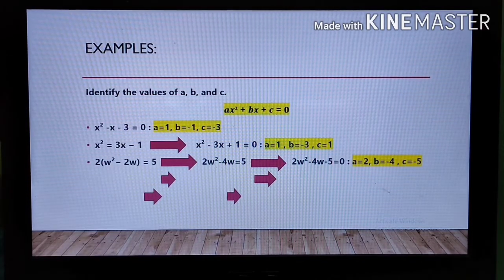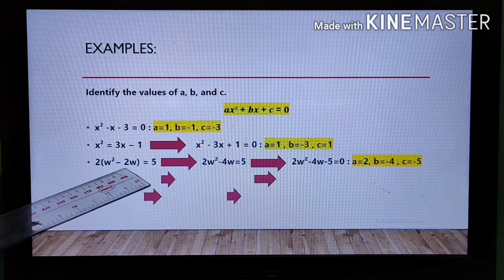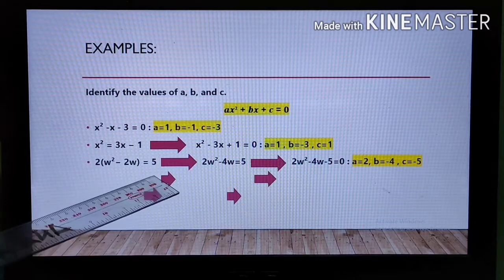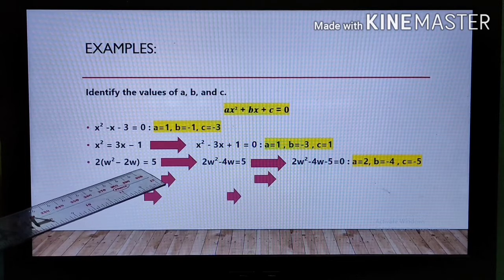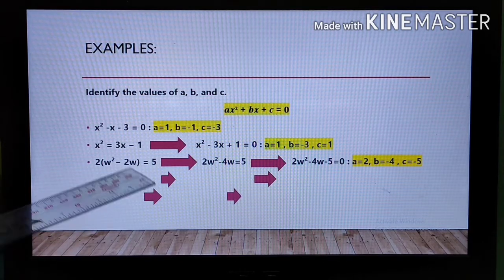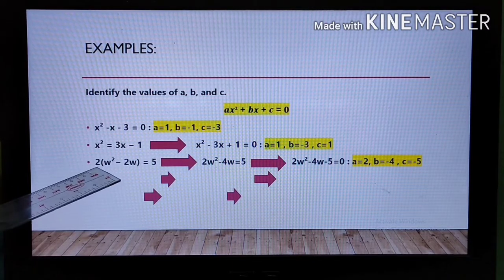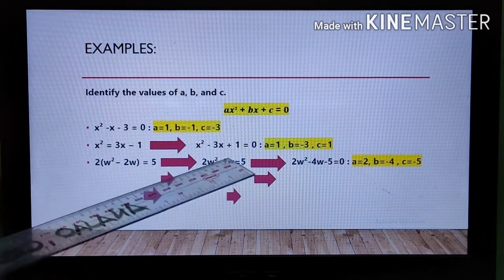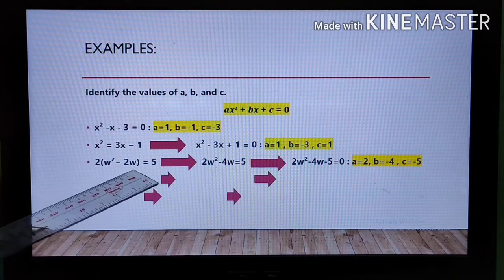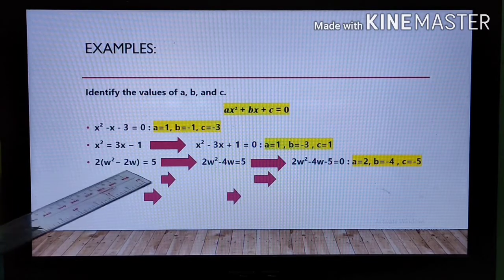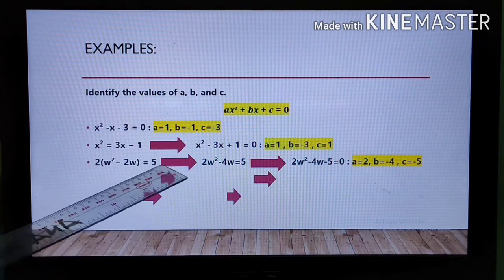Okay, third example, 2 times the quantity of w squared minus 2w is equal to 5. So, hindi pa siya naka-standard form. So, ang gagawin nyo, solve first the equation. So, ito, we will use distributive property. So, 2 times w squared is 2w squared. Then, 2 times negative 2w magiging, di ba, 2 times negative 2 is negative 4. Then, copy the variable w is equal to 5.